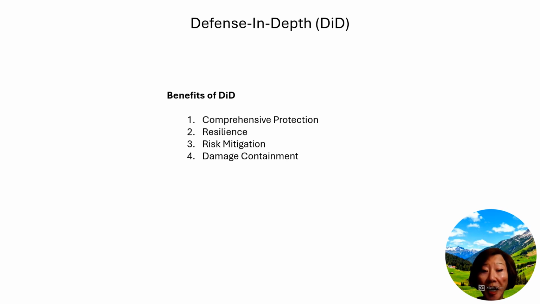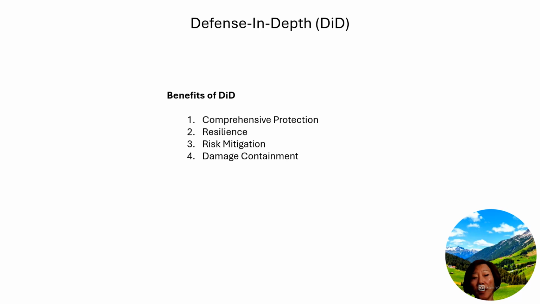Risk mitigation reduces the likelihood of a successful attack by complicating the attack process. Damage containment, it limits the impact of a breach by isolating compromised segments and protecting critical assets.